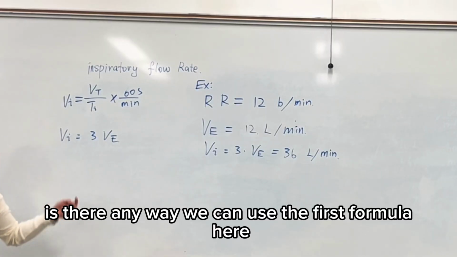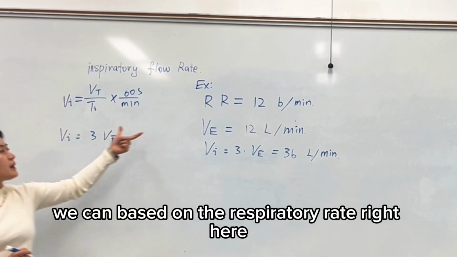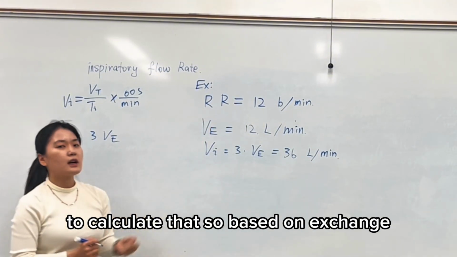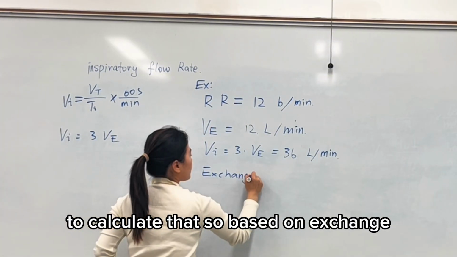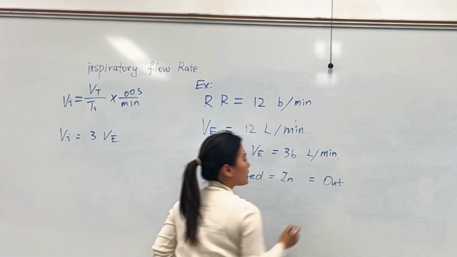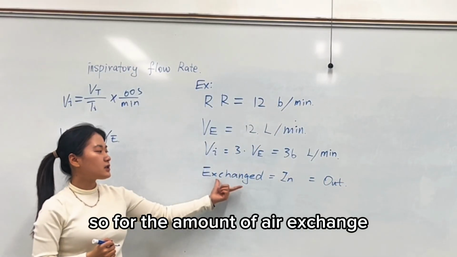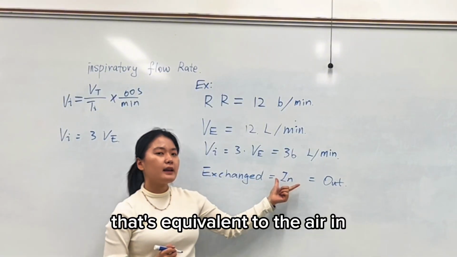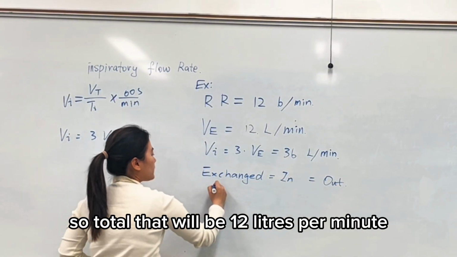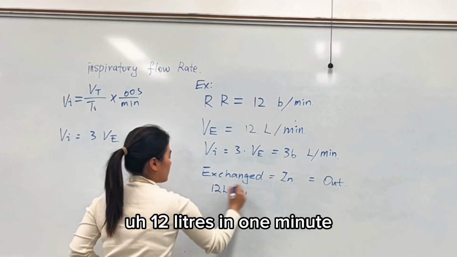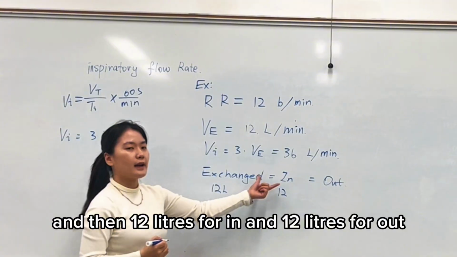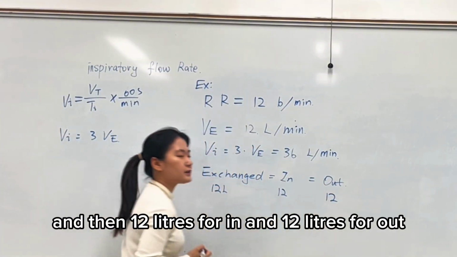Is there any way we can use the first formula here? We can base it on the respiratory rate to calculate that. For the amount of air exchange, that's equivalent to the air in, and that's equivalent to the air out. So in total that will be 12 liters per minute: 12 liters in 1 minute, with 12 liters in and 12 liters out.